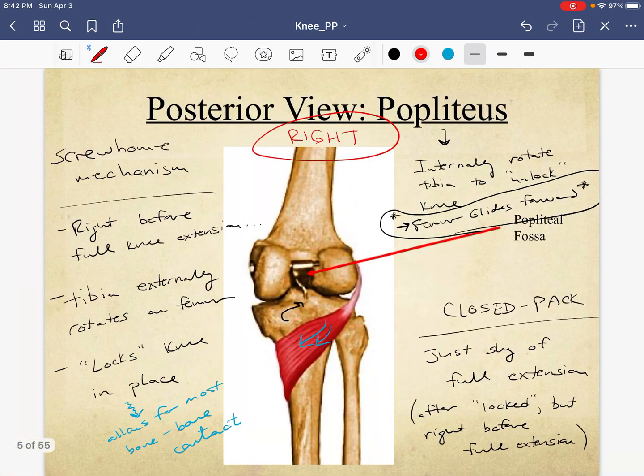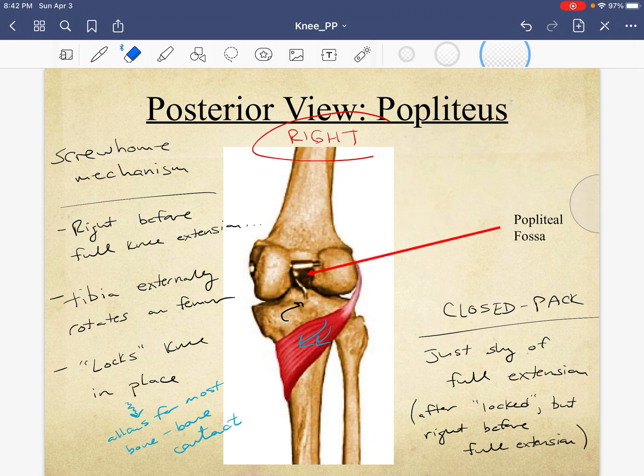We have a popliteal fossa, which is on the back. I think now I can erase this.